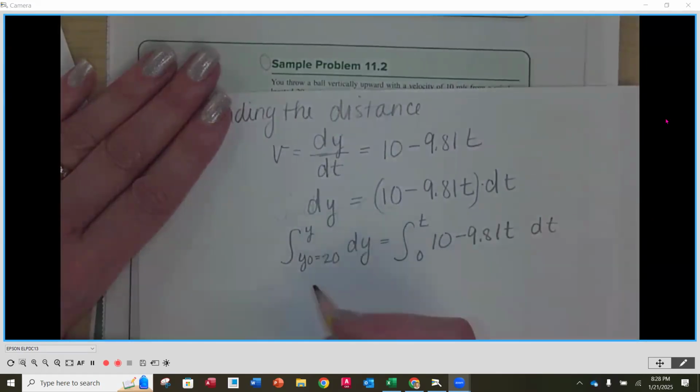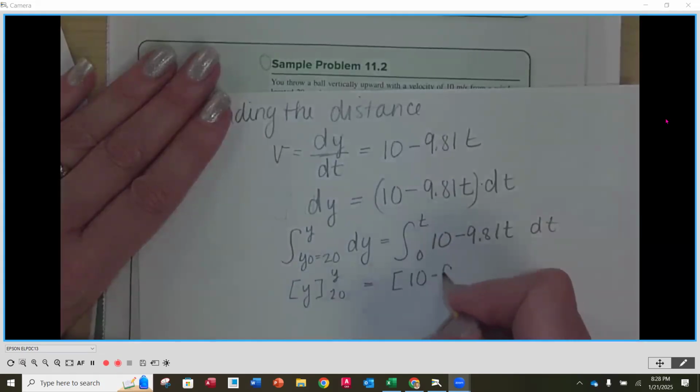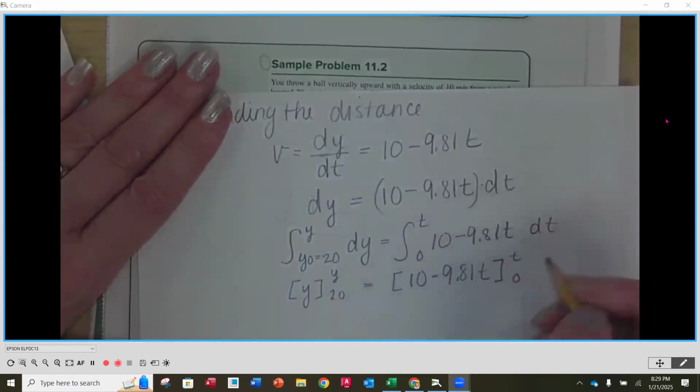And now I'm going to integrate. So I'm going to do, again, if you don't want to write out this step, you don't have to. It is equal to 10 minus 9.81 t, evaluated from t to 0.